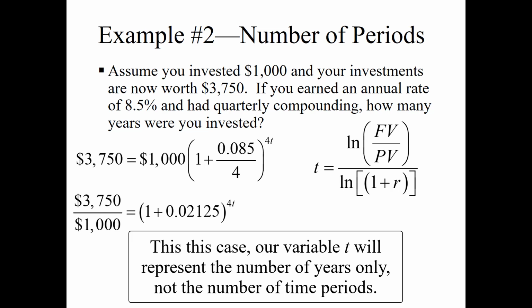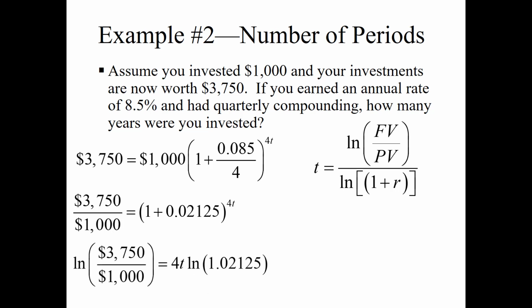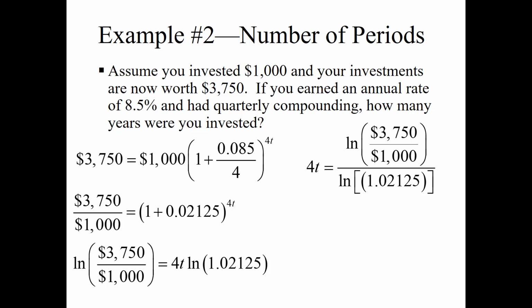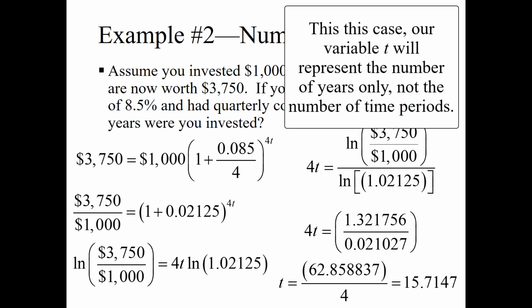So here we divide both sides by our $1,000 or our present value. We take the natural log of both sides, and that allows us to bring our exponent down on the right-hand side. And we eventually get that 4t is equal to 1.321756 divided by 0.021027. And our t is going to be equal to 15.7147, and that is the number of years.